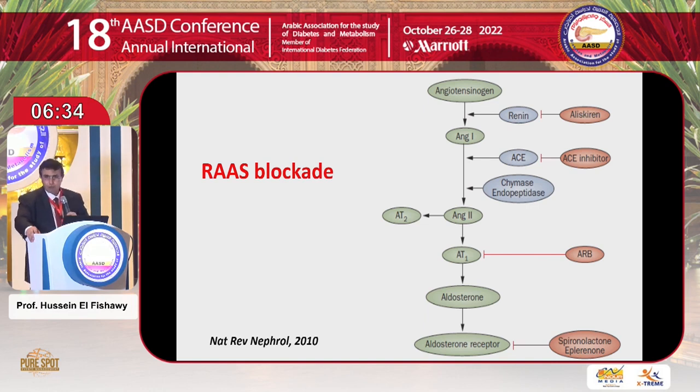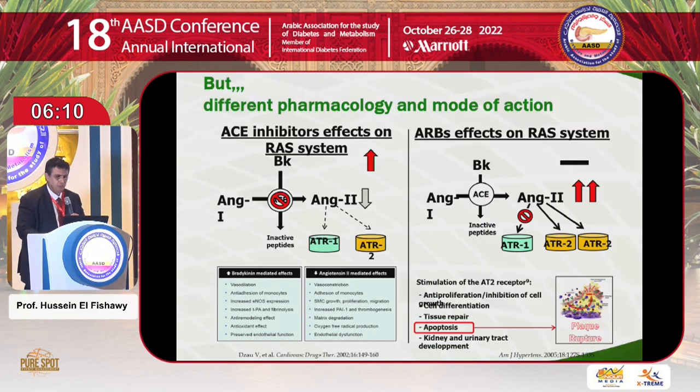We have 4 types of RAAS blockers: direct renin inhibitors such as aliskiren, ACE inhibitors, and ARBs that inhibit the angiotensin II type 1 receptor, and of course mineralocorticoid antagonists, which antagonize the aldosterone receptor, such as spironolactone, eplerenone, and the new player, which is finerenone.